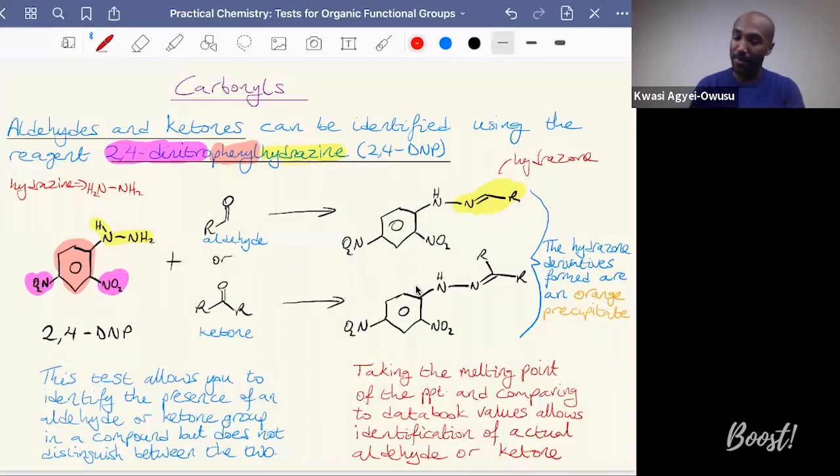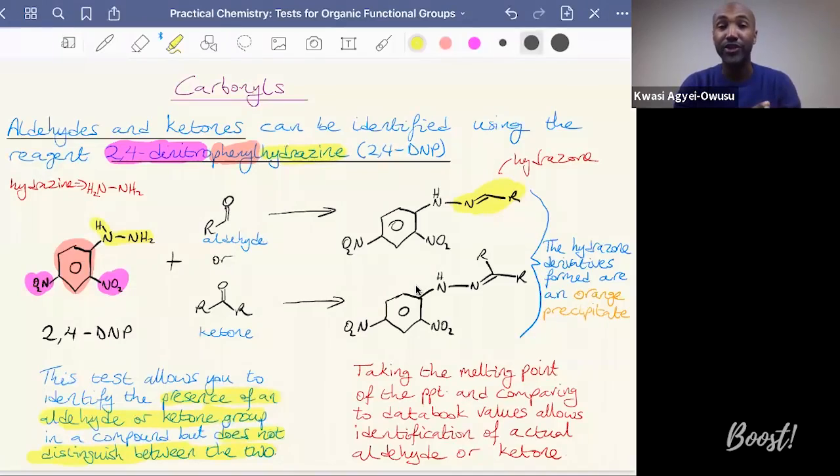Okay, so the test itself allows you to identify the presence of an aldehyde or ketone group in a compound, but it doesn't distinguish between the two. Okay? So that's something that is important for you to pick out. So it will tell you that there is a carbonyl present, but that carbonyl group could be for a ketone or for an aldehyde. What it won't do is identify that you've got a ketone or an aldehyde.